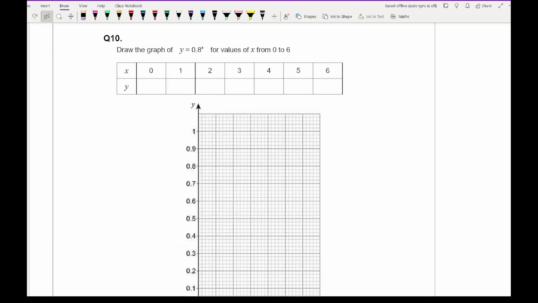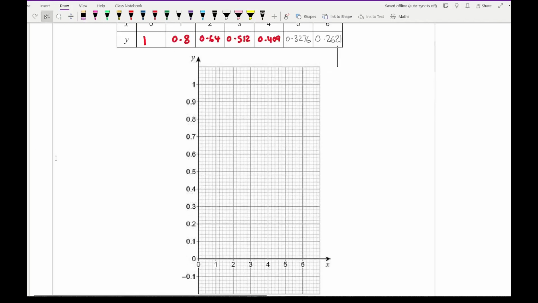What we should have here is 1, we should have 0.8, and here we should have 0.64, then 0.512, 0.4096, 0.3276 and then 0.2621. So from this, what we then need to do is plot these values as best as we can.